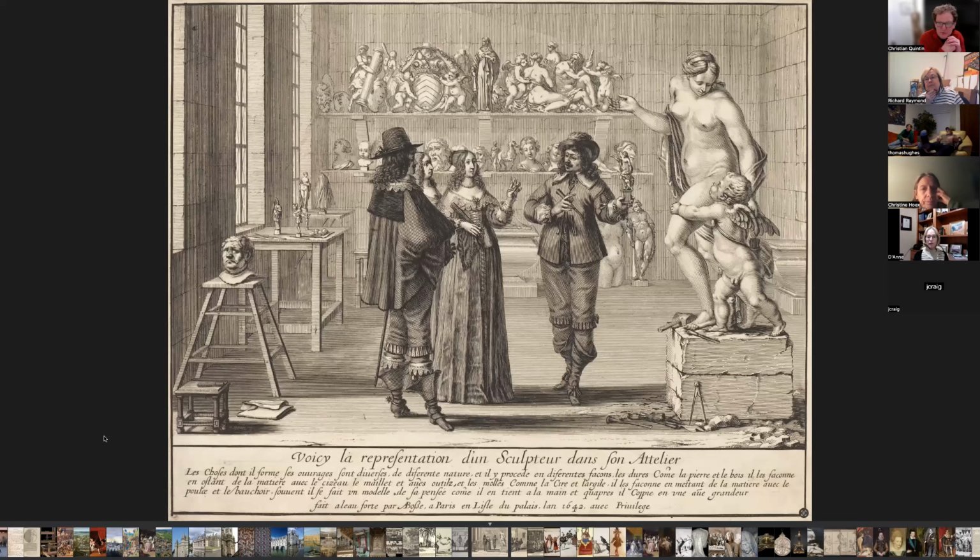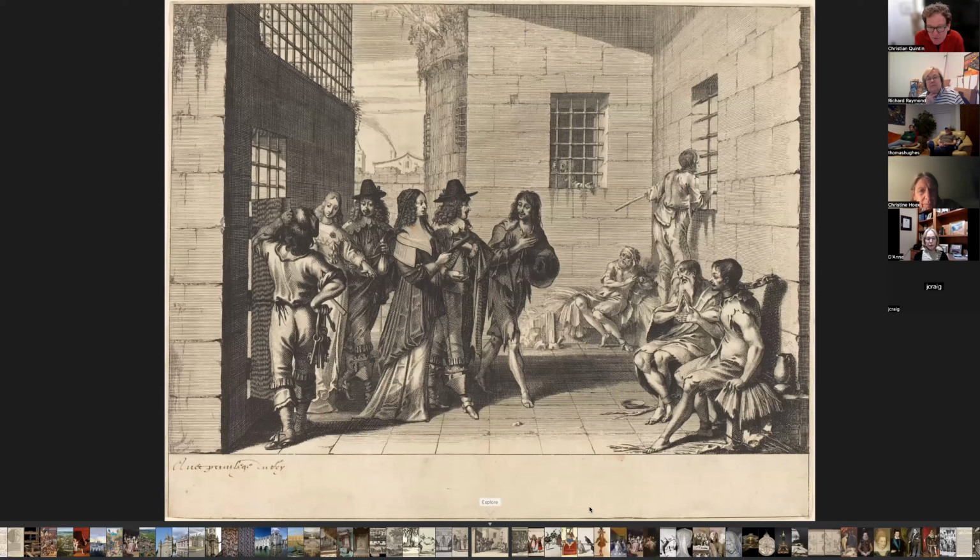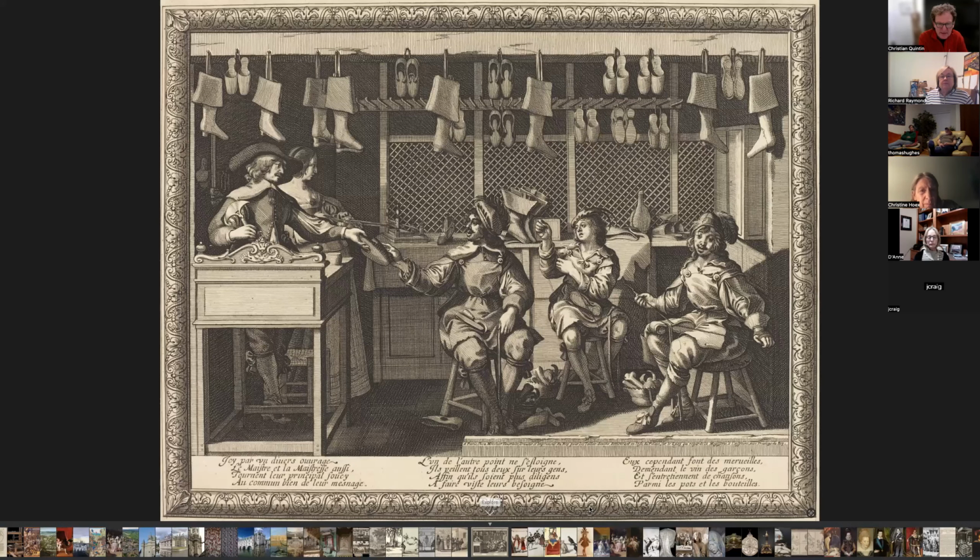This one is a sculptor in his studio. So it's interesting to see how people were dressed. This is, as you can see, 1642 here. And here is the gentry, the nobles, visiting the prison. So you can easily see who has shoes and who doesn't have shoes. And talking about shoes, this is the shoemakers. This is an atelier, a workshop where people made shoes. So such images became very popular, and people had them on their wall or cut them up from books.